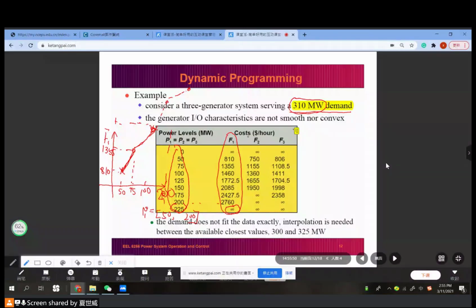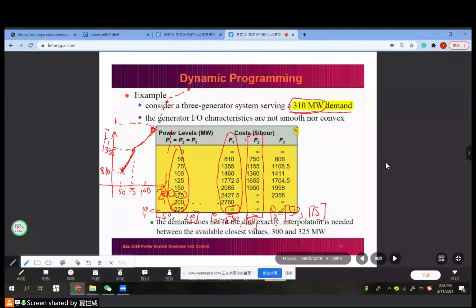Okay. So you continue for generator 2. This is the fuel cost for generator 2. For generator 2, when the power is 0, the fuel cost is infinite. For 50 it is 750. You continue like this, and you find that when it's 175, the fuel cost is infinite. So for P2, the range is from 50 to 150. Similarly for P3, you can find that the minimum is 50 and the maximum is 175.